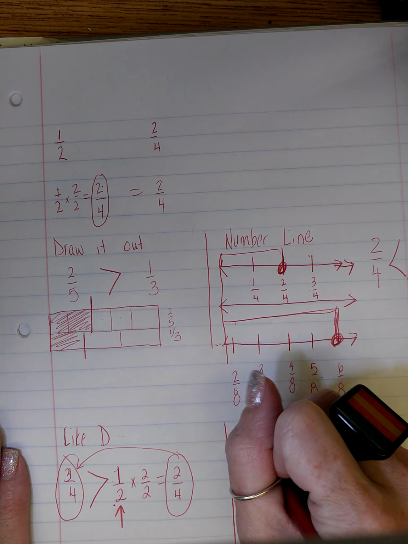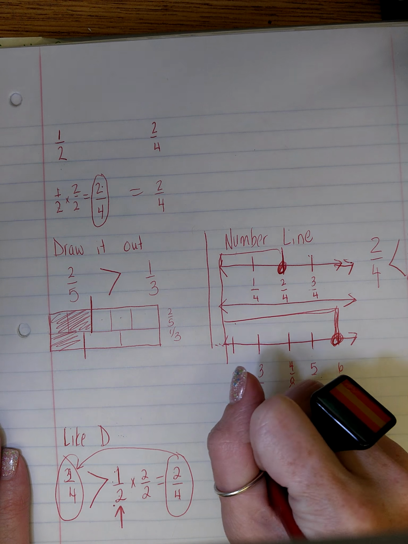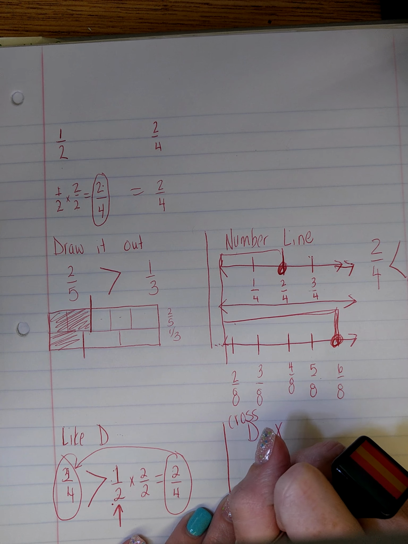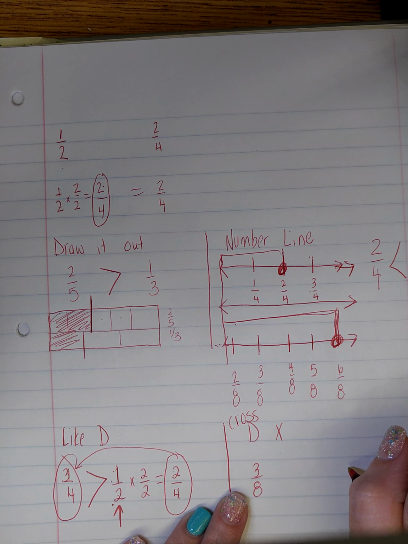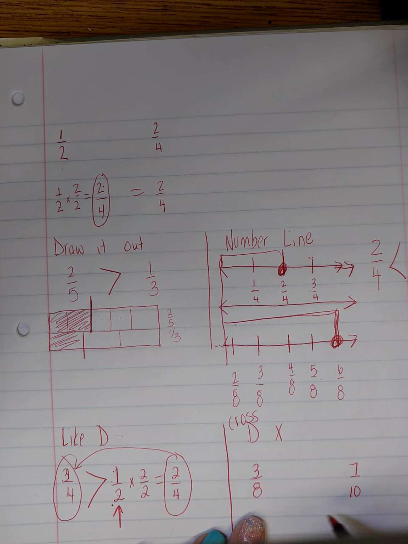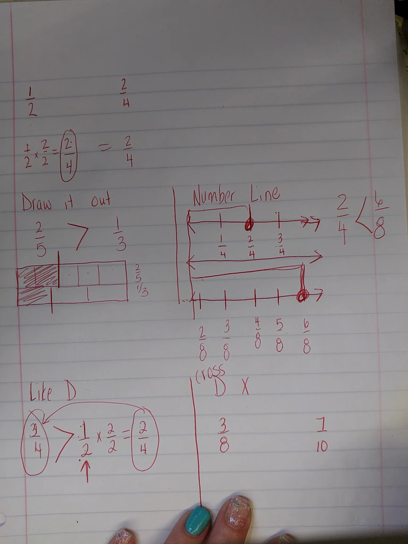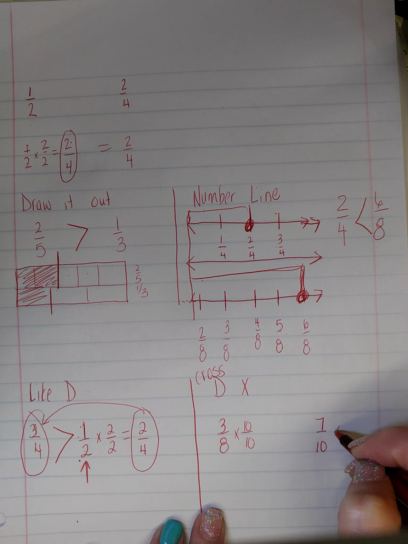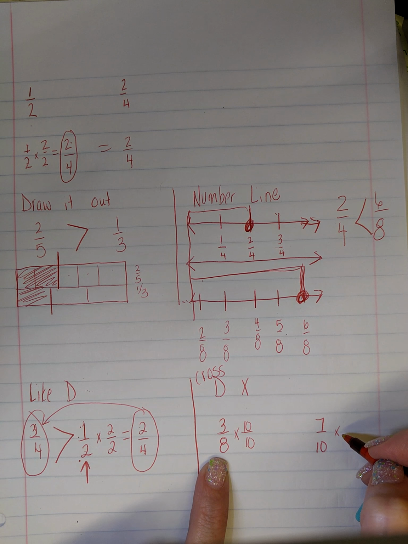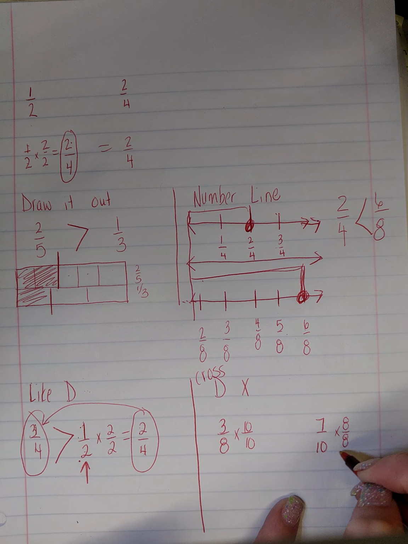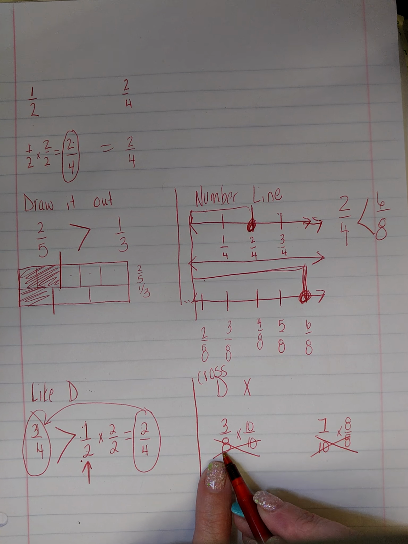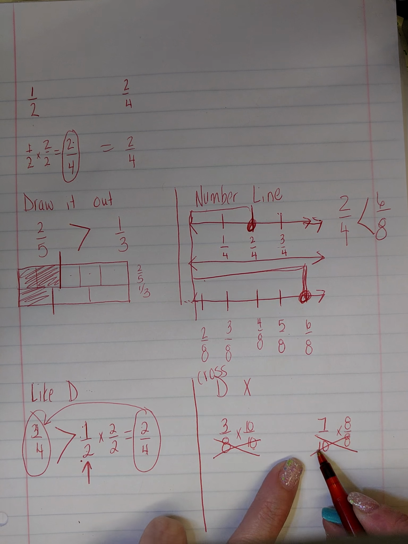And then we have cross denominator multiplication. Let's say we have 3/8 and 7/10. What I do is I multiply by the opposite denominator. So this is 3/8, and that would be times 10 over 10. This is 7/10. The opposite denominator is 8. That's 8 over 8. Now the good thing about this is it doesn't matter what number's on the bottom, because 8 times 10 is the same as 10 times 8.